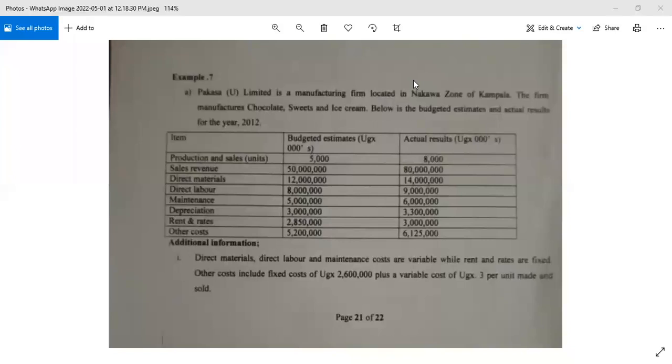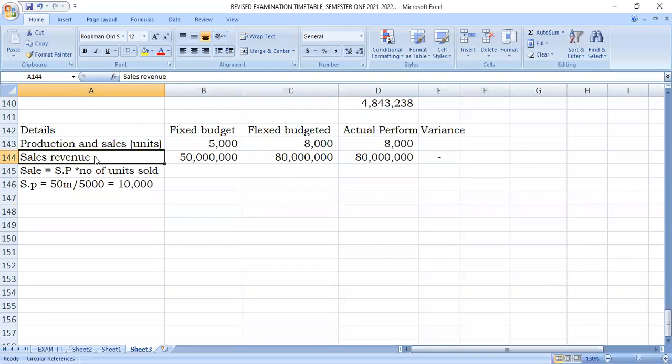Back to revenue. We're saying revenue, our fixed is 50,000, and in terms of shillings revenues, our units in sales are 5K. So we're saying if at 5,000 units you're making 50,000 million, how much will you make if you're selling at 8,000 units?